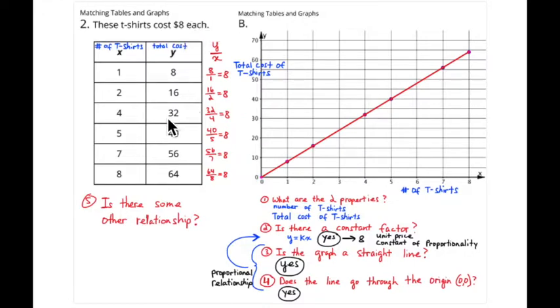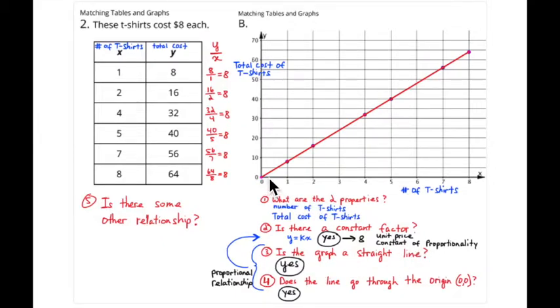And what that means is that if we look at 32 divided by 4 equals 8, that means that 32 is 8 times greater than 4. So 32 is equal to 8 times 4, because there are 8 4s that you can get into 32, or 8 times 4 equals 32. And so yes, there is a constant of proportionality. It's the unit price. Is the graph a straight line?